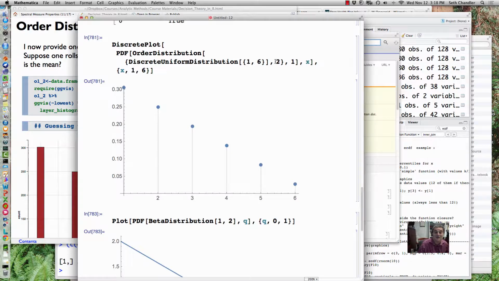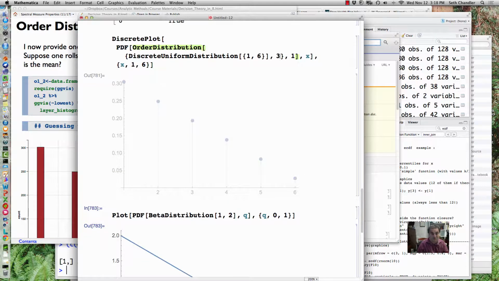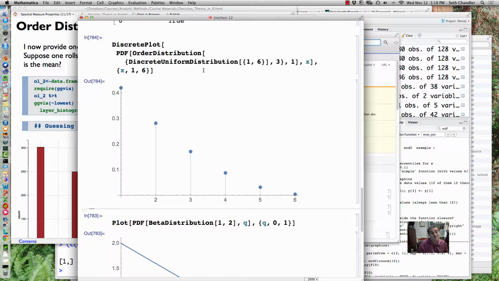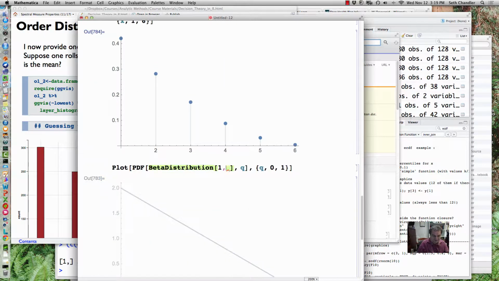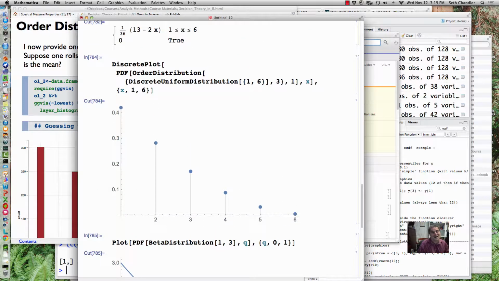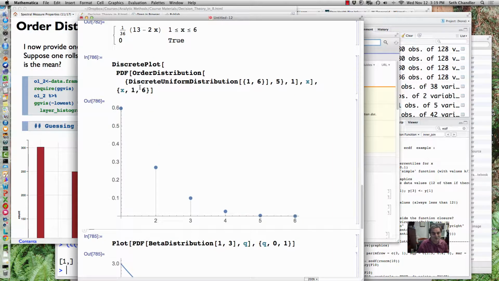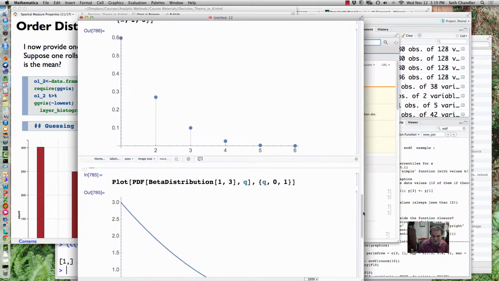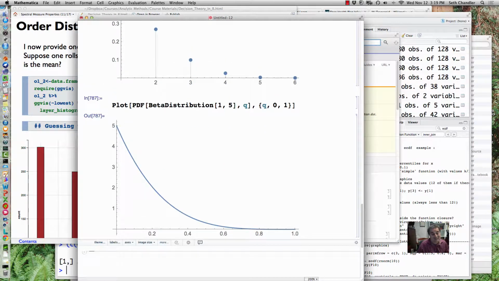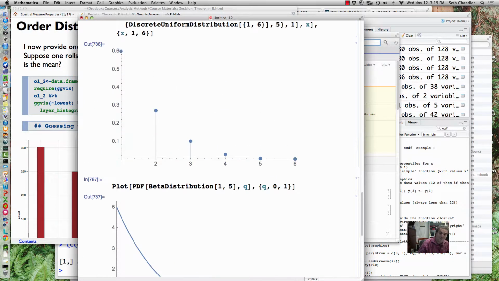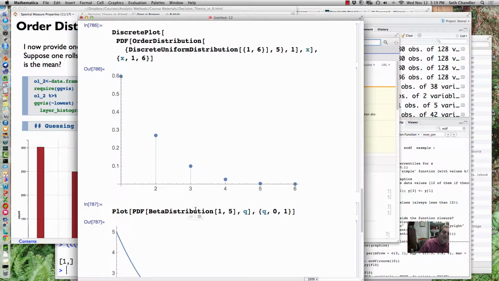Well, let's see. Supposing I roll the dice 3 times, and I want to know what is the distribution of the worst possible outcome if I roll it 3 times. Kind of looks curvy, doesn't it? And what does this look like? It kind of looks curvy. Now, is this a proof? No, of course it's not a proof. All right, let's do 5 times. It looks like a curve that's going down fast. And let's do this. And it is the same.